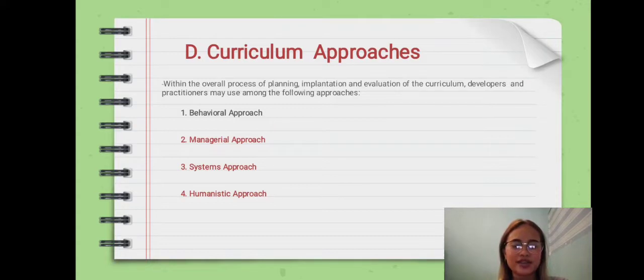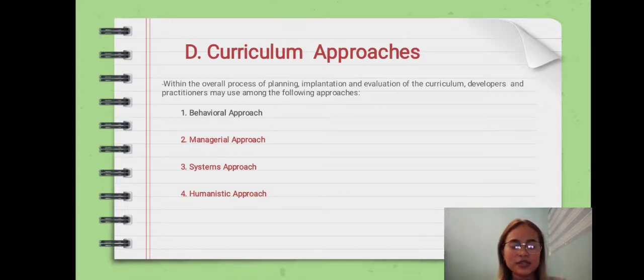Within the overall process of planning, implementation, and evaluation of the curriculum, developers and practitioners may use among the following approaches. First, we have the behavioral approach. For the behavioral approach, the achievement of objectives is of primary importance. Success of the curriculum is based on whether objectives are attained. Second, managerial approach. The overall process and the decisions about the curriculum implementation are of primary importance. The school principal is both the curriculum and instructional leader.